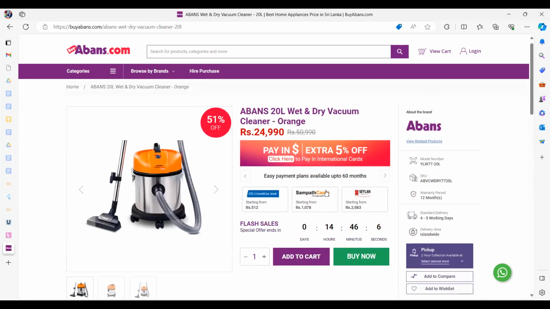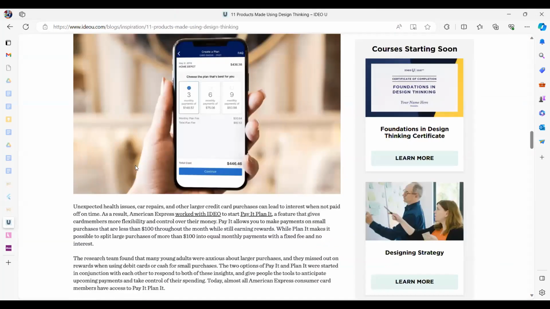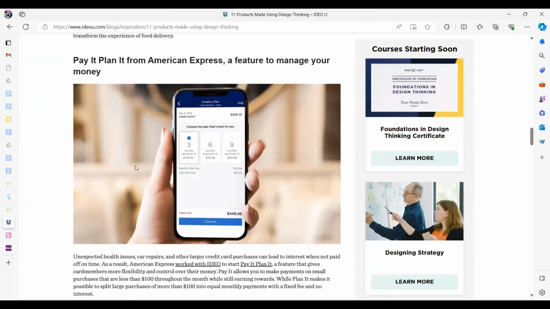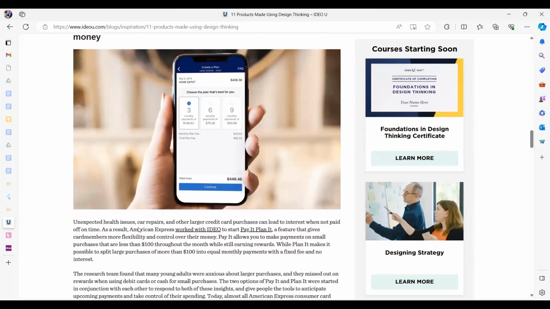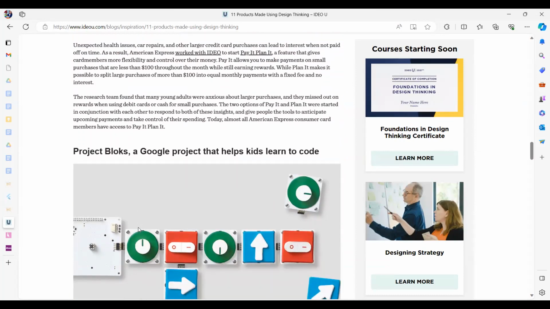People want to buy, but they don't have the cash in hand, so they prefer paying on a monthly basis. But at the same time, sometimes you may pay extra. So American Express wanted to come up with a plan where you don't pay anything extra, but still can purchase, right? In Sri Lanka also we have interest-free monthly installments. This is very similar to that.